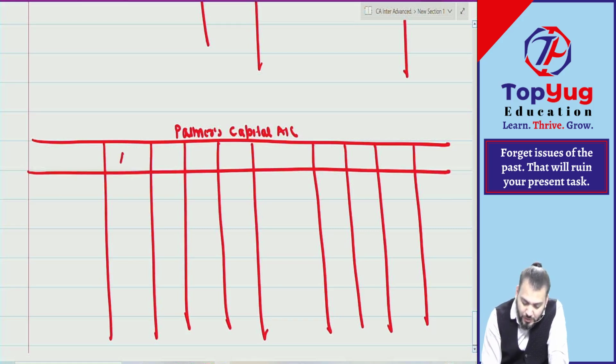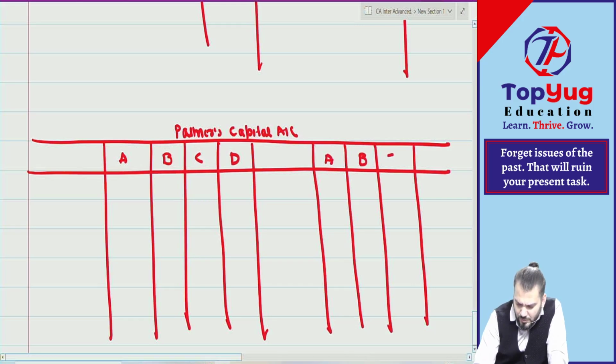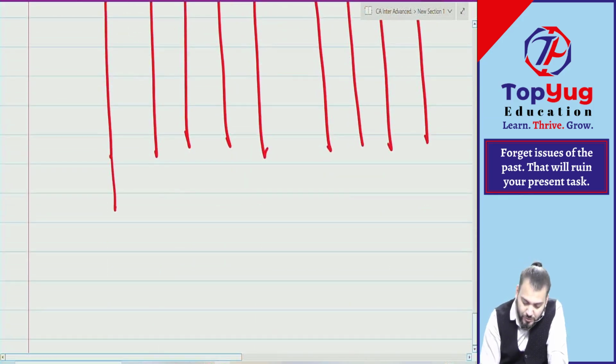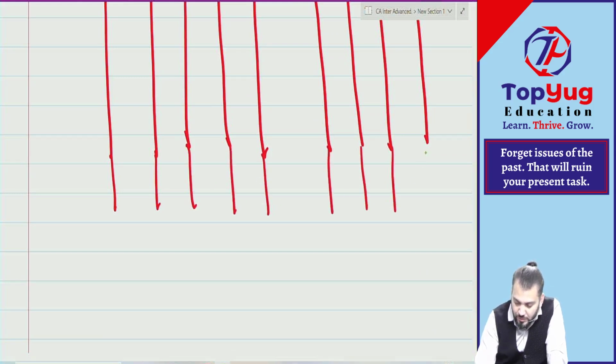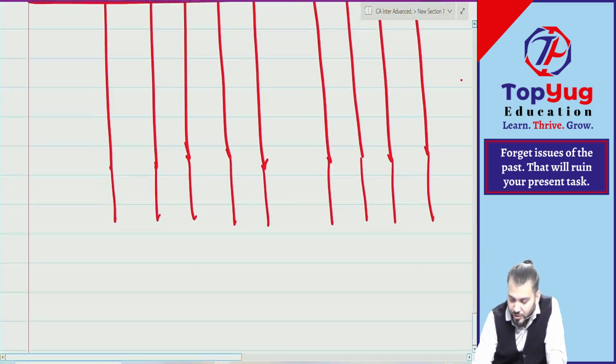Name is what? A, B, C, D. Now, can we start, sir? Yes, sir. We are ready. We can start.